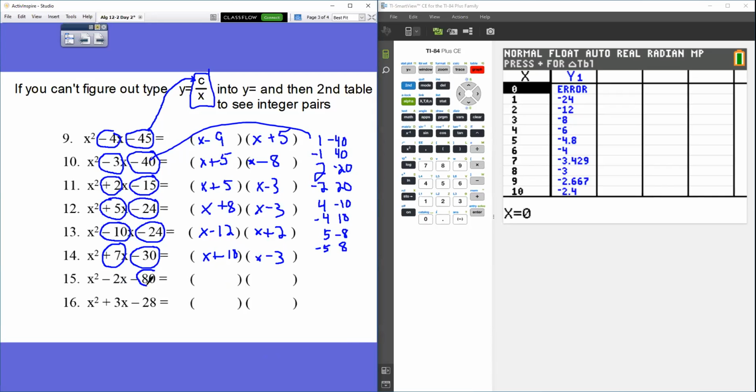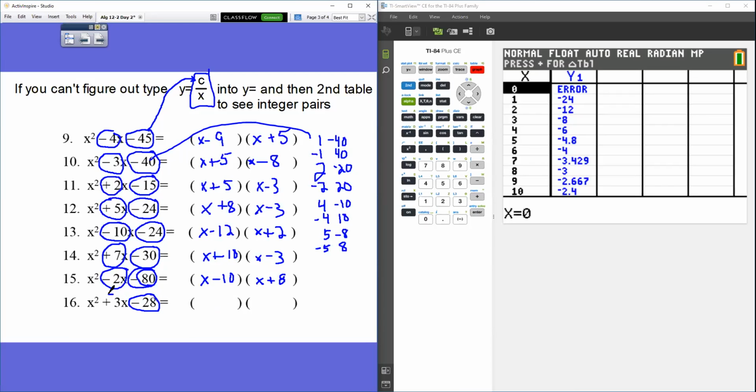Go ahead and try this next one. Again, what times what is negative 80, that adds up to negative 2? Yep, this one would be x minus 10 and x plus 8. Negative 10 times 8 is negative 80. Negative 10 plus 8 is negative 2.